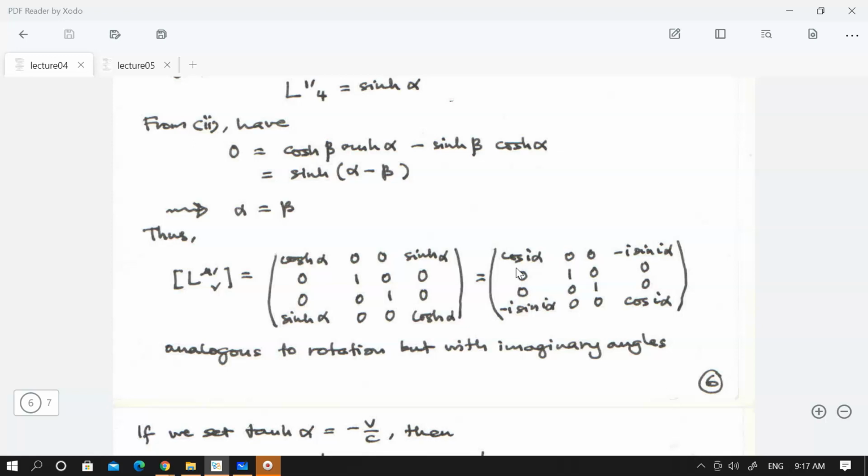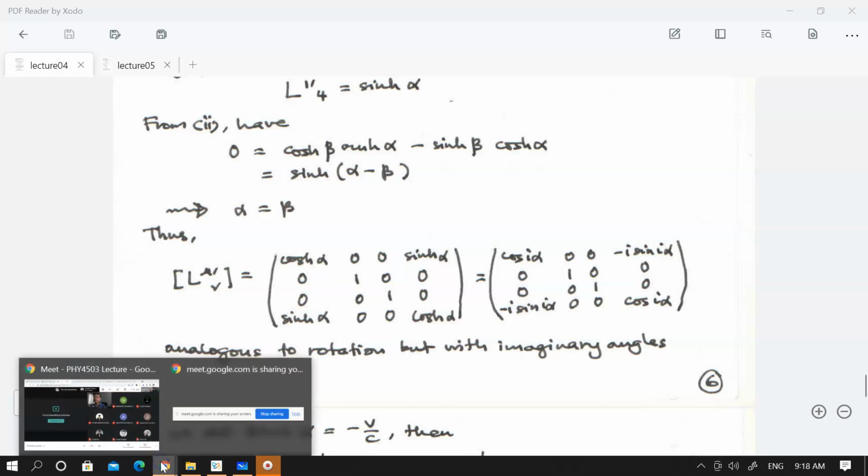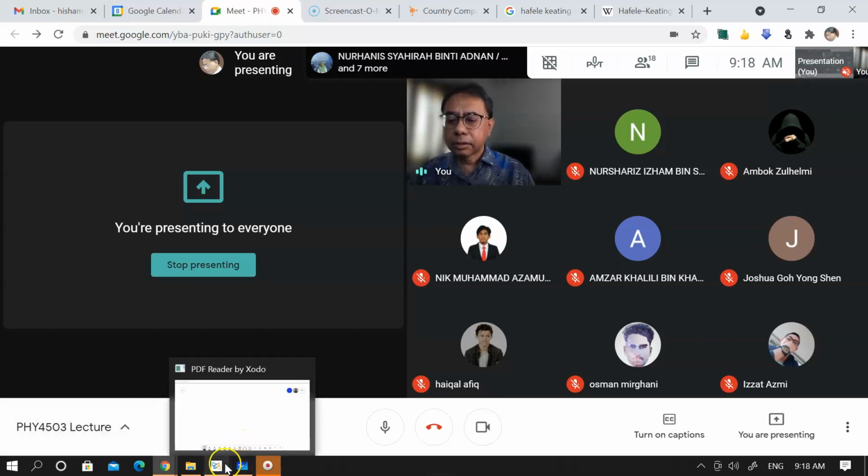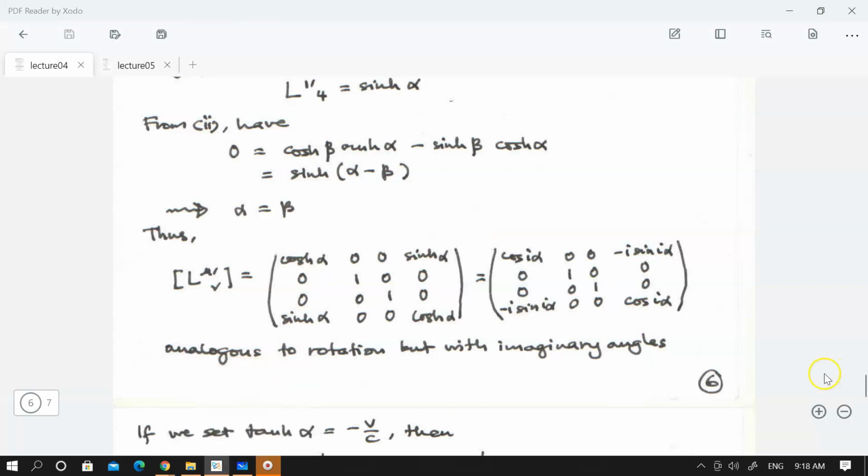If you use complex numbers, then you can show that your cosh alpha is actually cos i alpha, and sinh alpha is minus i sin i alpha. So now it really looks like the case of a rotation matrix. So the only difference now is, there are two differences, of course. One is the fact that your angle seems to be imaginary. And then usually when you have your rotation, this will be cos, this will be sin, and then this will be minus sin. So that's the other difference. Here, both are actually having a plus sign, okay?